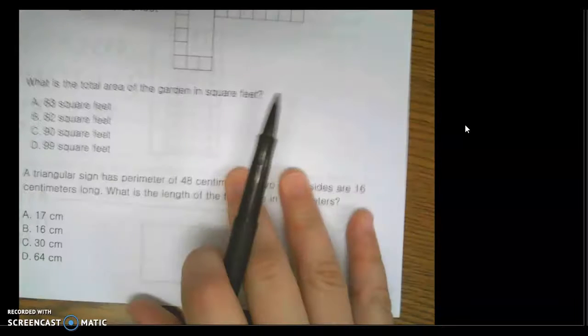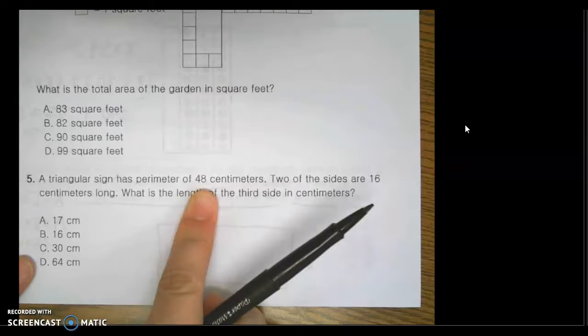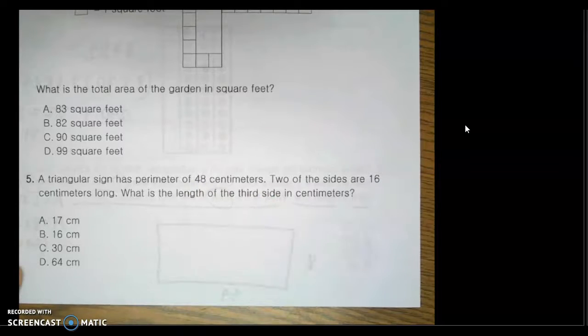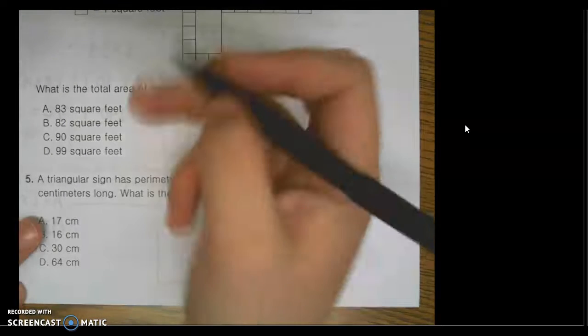So let's look at this one. A triangular sign has a perimeter of 48 centimeters. 2 of the sides are 16 centimeters long. What is the length of the third side in centimeters? Okay. I don't have a shape here, so what do you need to do when you don't have your shape?